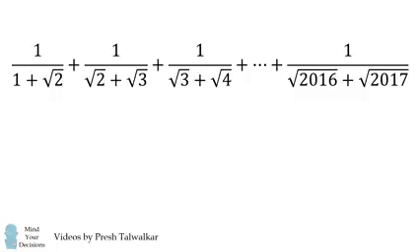What is the value of the following series? The first term is 1 all over 1 plus the square root of 2. The next term is 1 over the quantity square root of 2 plus square root of 3. The next term is 1 over the square root of 3 plus the square root of 4, and this continues until we have 1 over the square root of 2016 plus the square root of 2017.